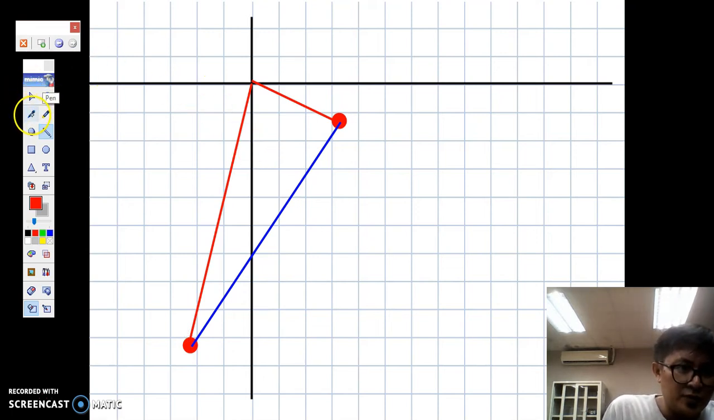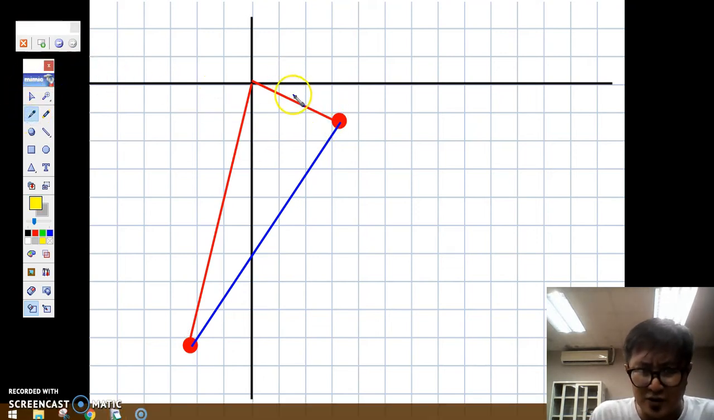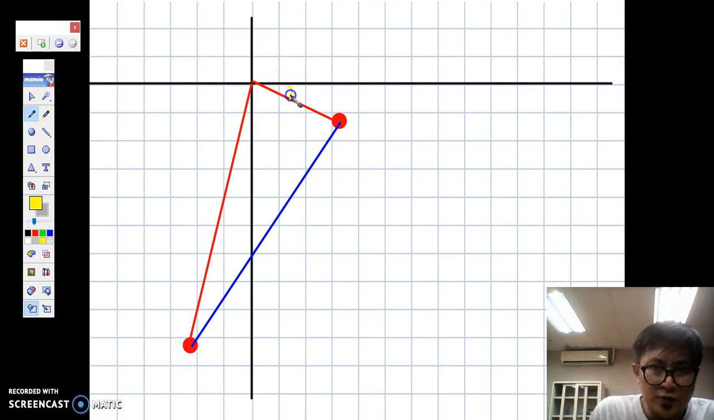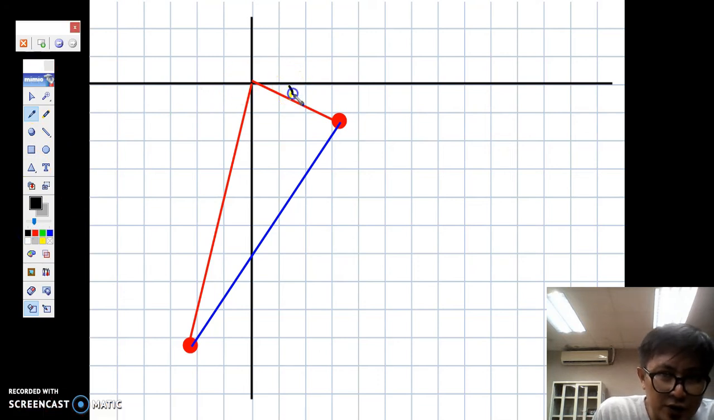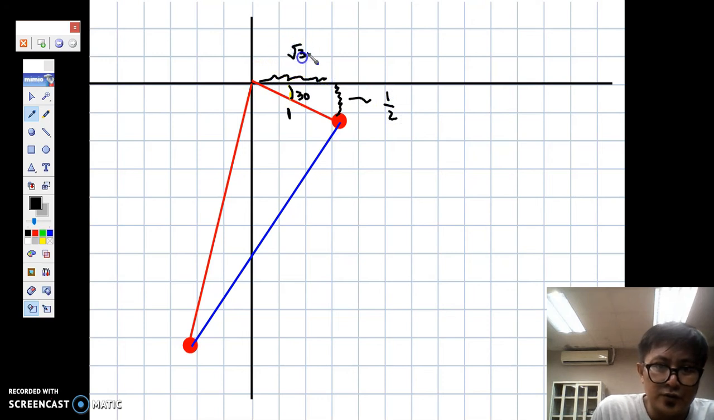So what do we have here? We apply your simple trigonometry. Remember, the rotation is 120, therefore this angle right here would be 30 degrees. And here you have your right triangle, 30. You know the hypotenuse is 1. So opposite 30 degrees, this would be 1/2. And the length of this here would be square root 3/2.